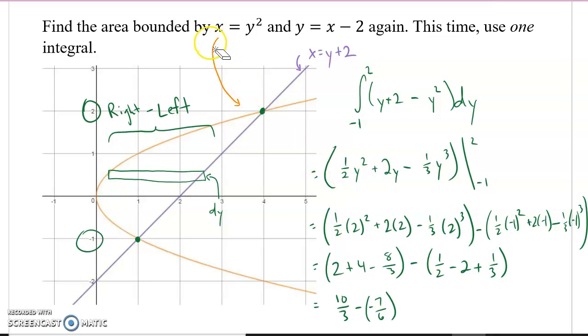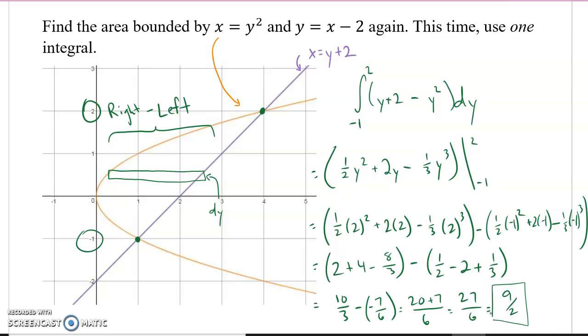So when we work that out, we need to get a common denominator, so that's going to be 20 plus 7 over 6, which is 27 over 6. That sounds like the same answer we got last time. When we divide by 3, we get 9/2. Divide by 3 on the top, divide by 3 on the bottom.